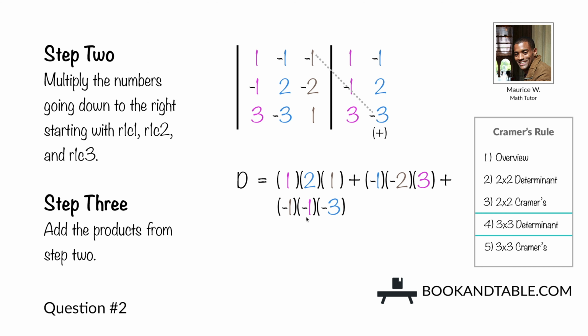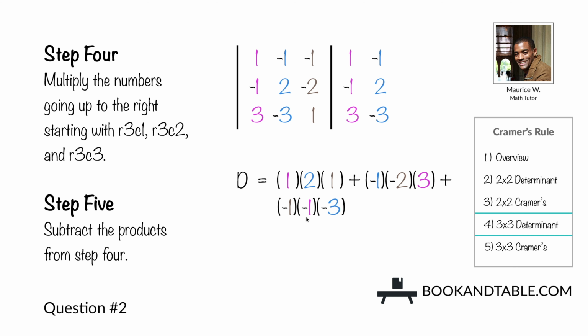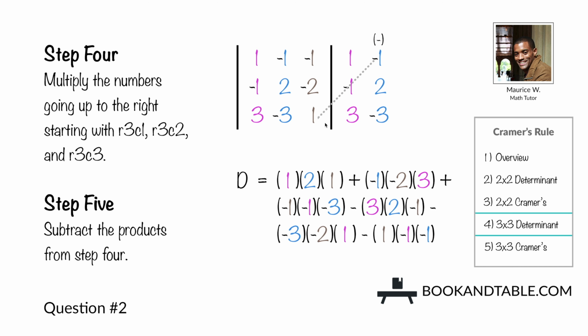So those are steps 2 and 3. So now step 4, multiply the numbers going up to the right, starting with R3, C1, R3, C2, and R3, C3. And then step 5, subtract the products from step 4. So we'll place a minus sign in front of each of these products, giving us minus 3 times 2 times negative 1, minus negative 3 times negative 2 times 1, minus 1 times negative 1 times negative 1.